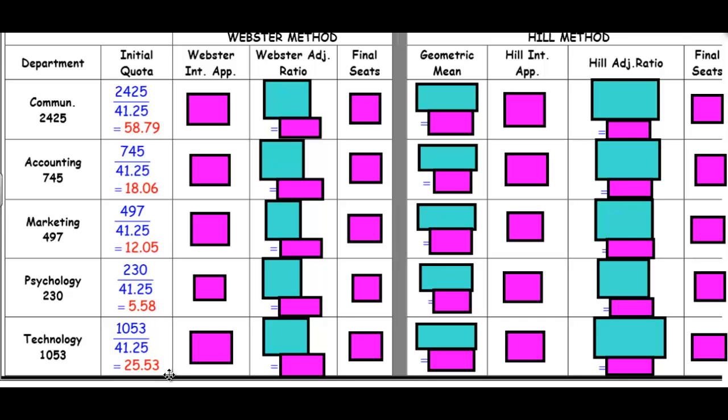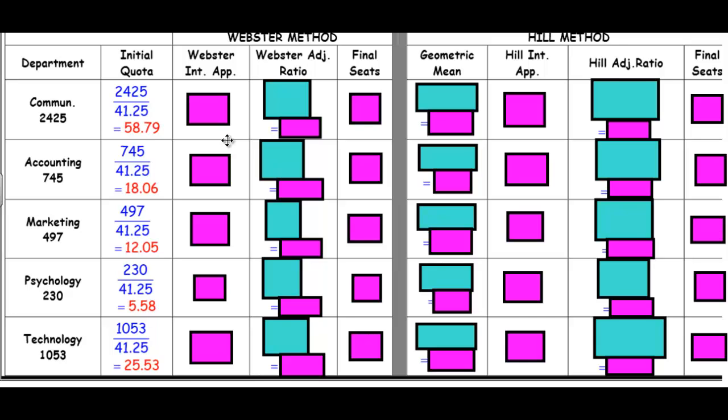Again, none of these values actually make sense in real life, because I can't have 58.79 teachers teaching communications. I have to have a whole number value here. That's why we have these different methods. There are different ways of splitting up these decimals that we get.